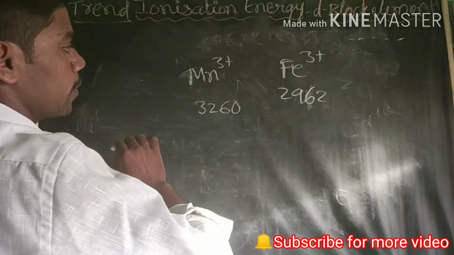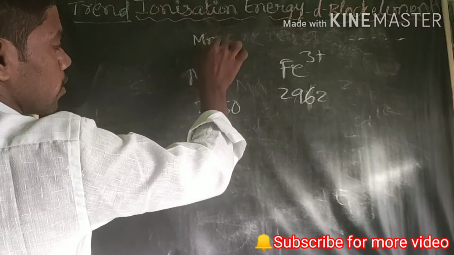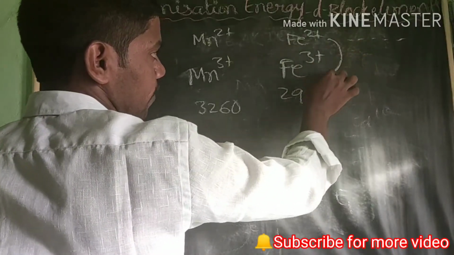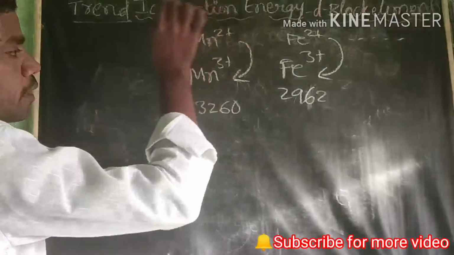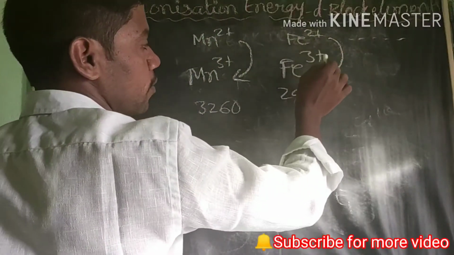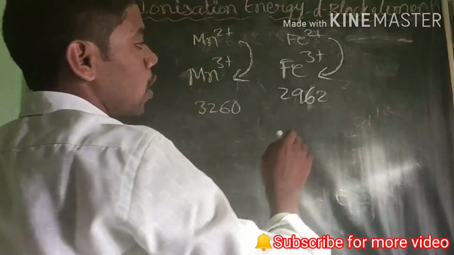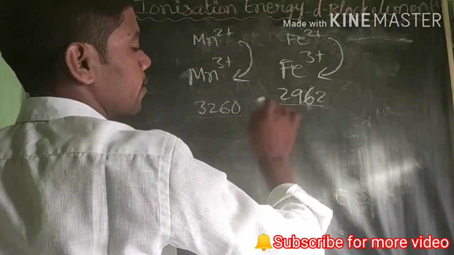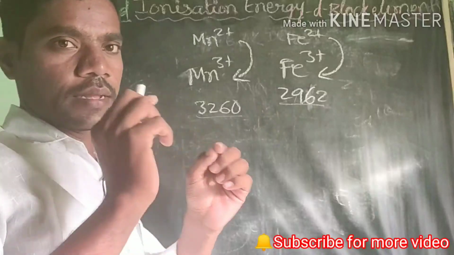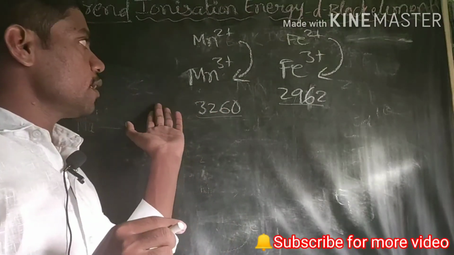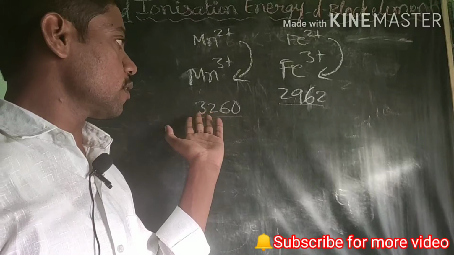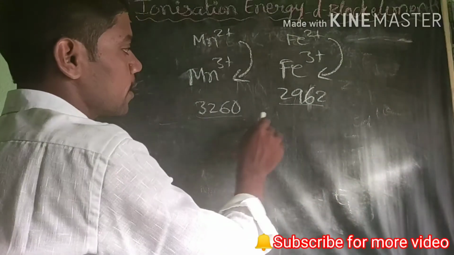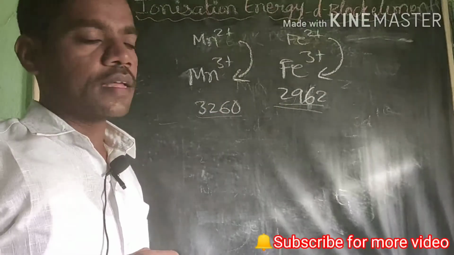Fe2 plus and Mn2 plus: Fe2 has to become Fe3, Mn2 has to become Mn3. For Fe2 to become Fe3, you see here, Fe2 outermost, this Mn2 is higher and this is very less. That I am explaining in this series only. There for Mn3 plus they have given 3260, 2962. It should be continuously increasing, but it is decreasing. Why it is decreasing, I will tell you.